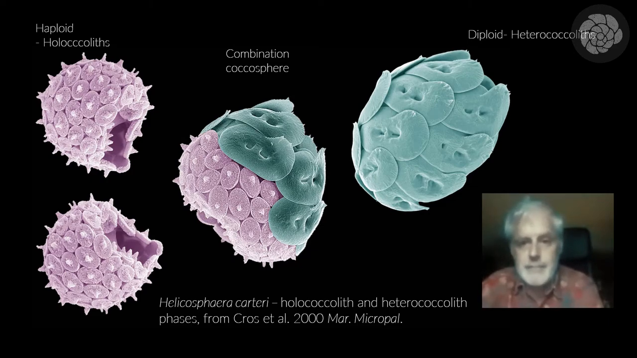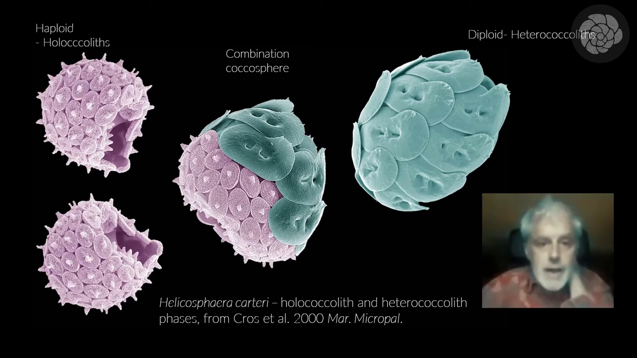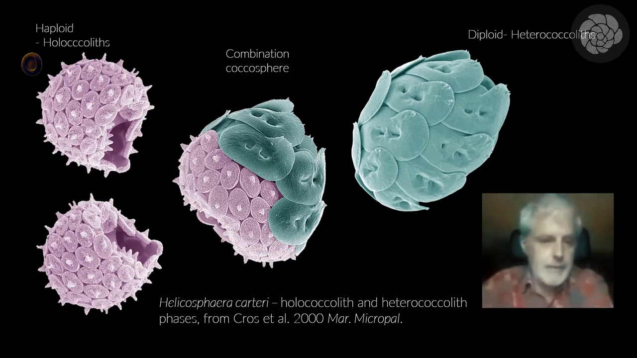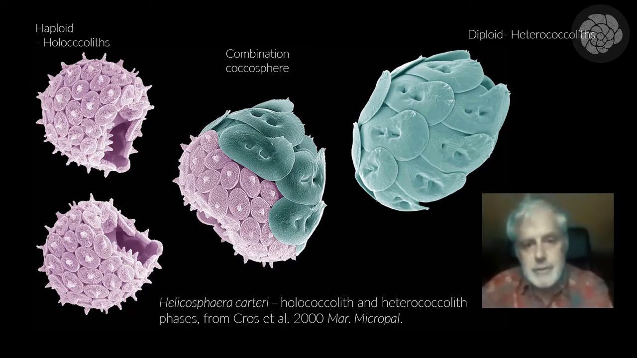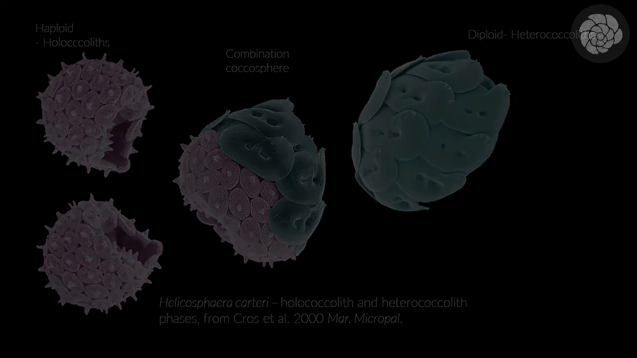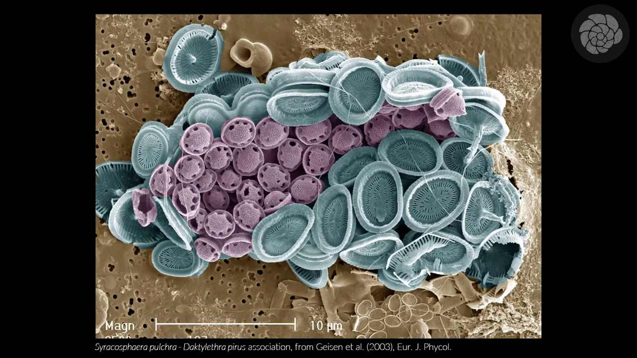And here's a lovely example of hers from Helicosphaera carteri, the heterococcolith phase, which forms these amazing spiral structures. And again, every single one of these always goes the same way. Then you occasionally find these combination coccospheres, which show that the alternate life cycle phase is this type of holococcolith. The cartoon here shows the idea that two haploid cells, with only one set of chromosomes, fuse to produce a new compound cell, and that new cell will then start producing the heterococcoliths, and eventually end up as this sort of cell. That's a nice example where you've got multiple images.